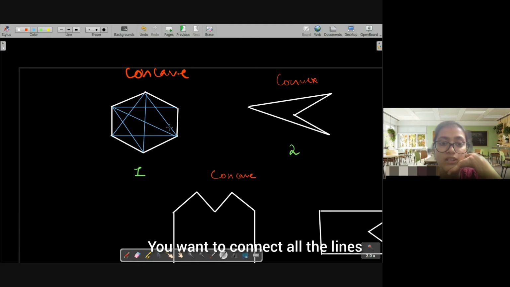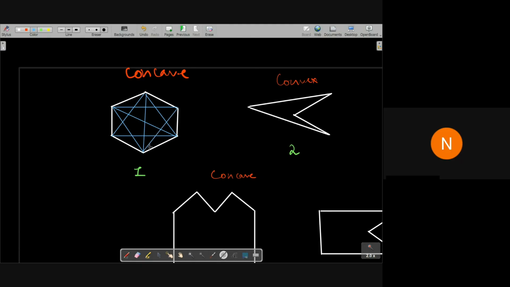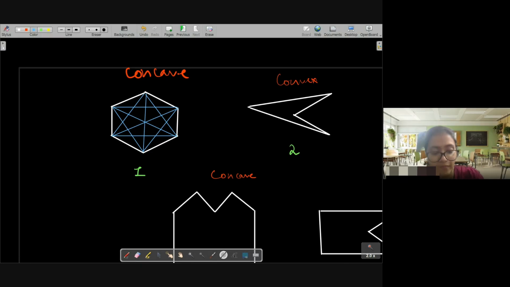You want to connect all the lines? No, just like... well, maybe it doesn't work, but I don't know. That's what we did in class, and like, wow, this looks cool.